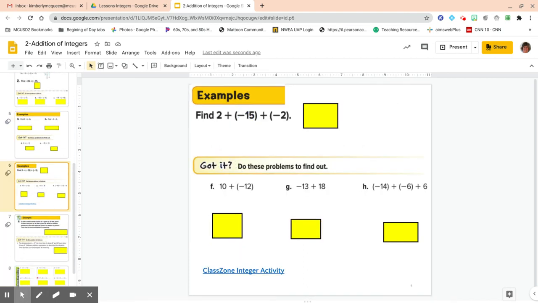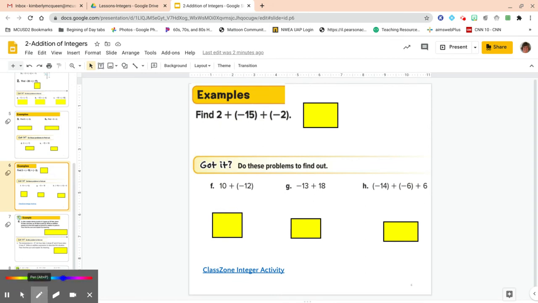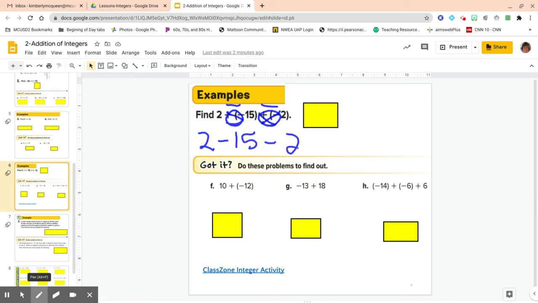And we go on to slide number 6. Well, this one is just actually trying to trick us. So let's look at it. We have 3 numbers here. So I have this plus a negative right here. And we know the two signs that are different right next to each other can be turned into 1 minus sign. I have a plus and -15, and those also can be turned into 1 minus sign. So now I have 2 minus 15 minus 2.